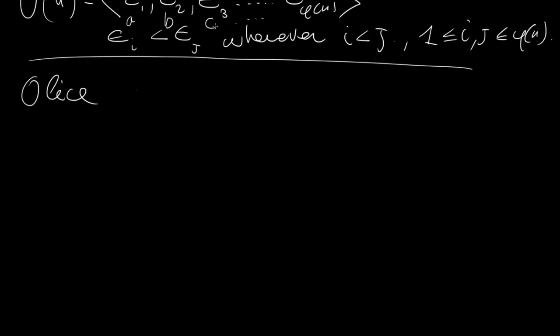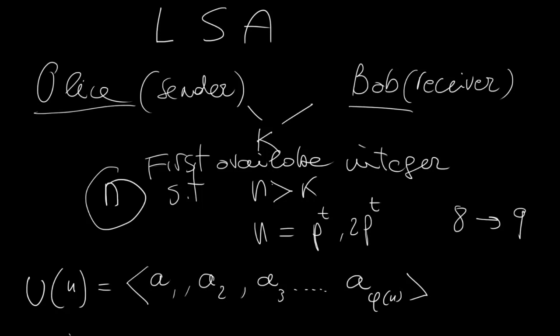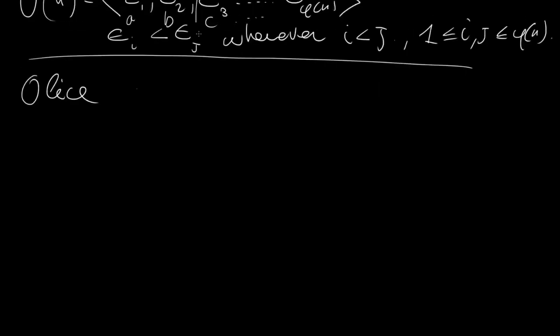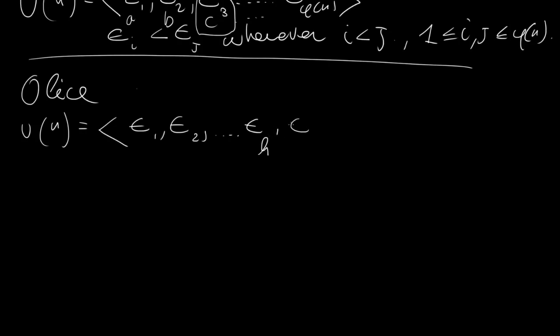Anyways, Alice will pick an element that represents her plain text. For instance, to be very clear, if she has to send the letter C, then she will choose epsilon sub 3. So let me please list this again. Un equals epsilon sub 1, sub 2, let's call epsilon sub h, epsilon sub h plus 1, all the way to epsilon sub phi of n. I did so because this will help me to explain. And assume that epsilon sub h is the representative of the plain text.